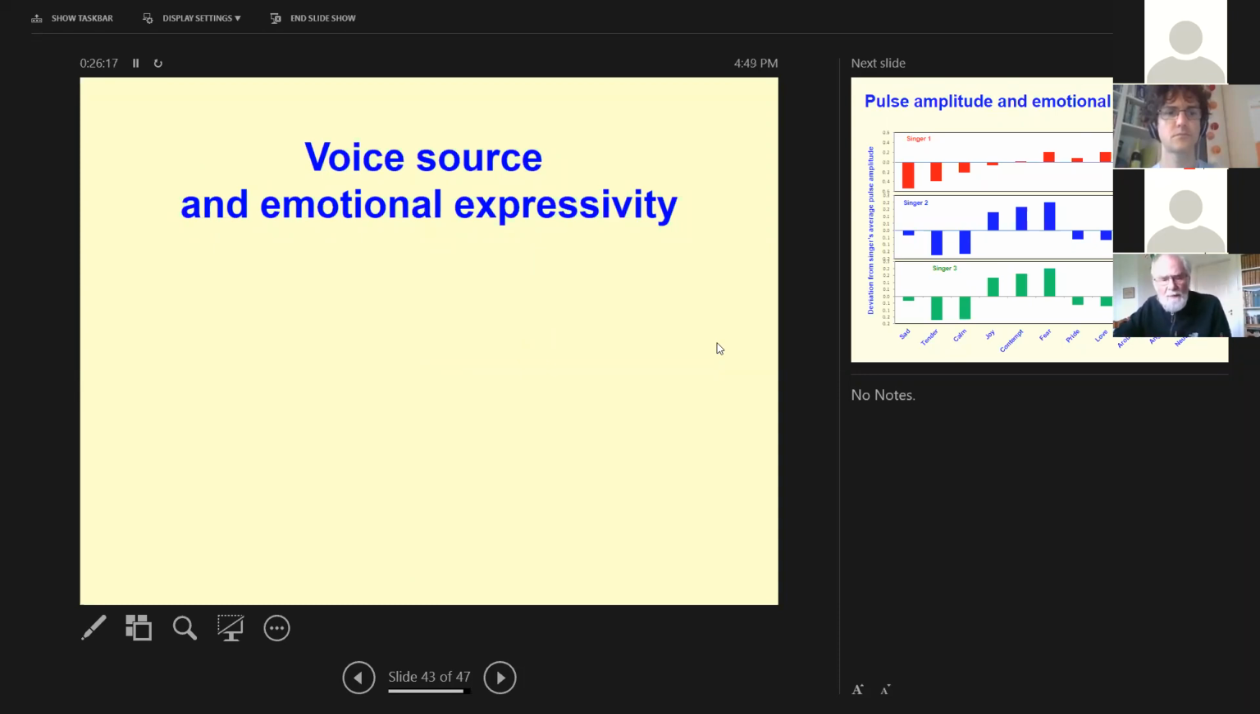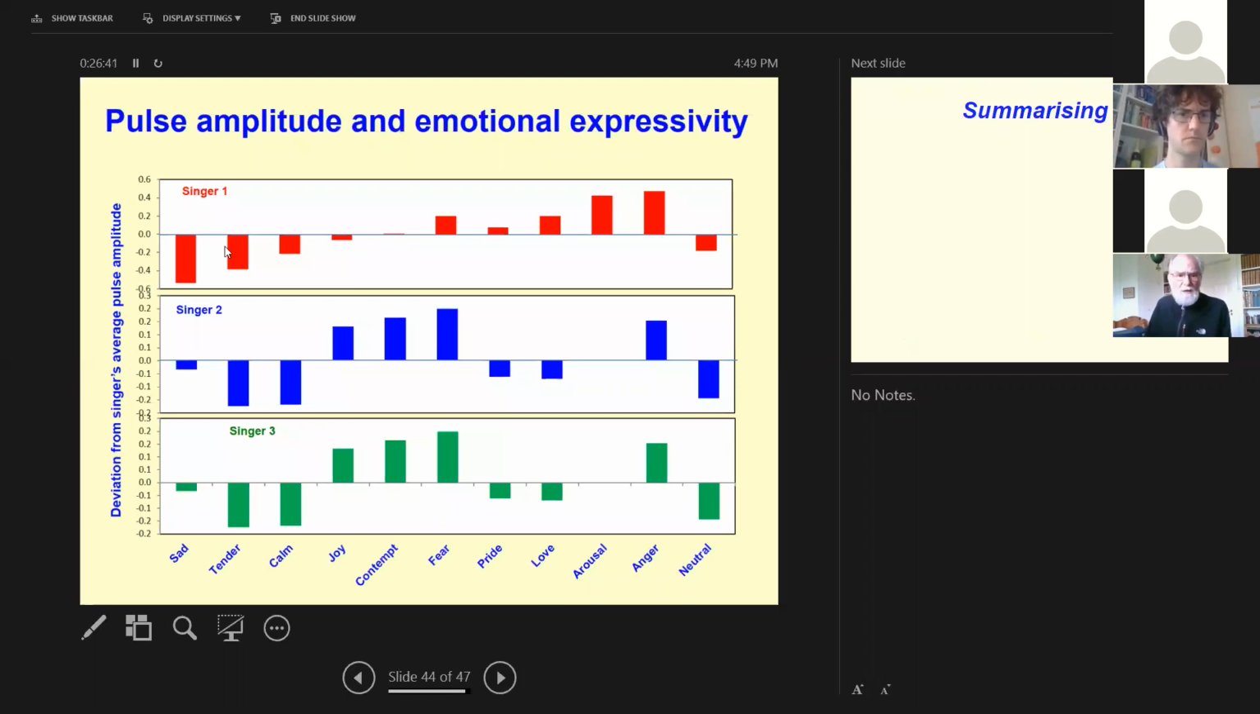Voice source and emotional expressivity. I said a minute ago, I remember it still, that if we have something that we could vary continuously, it is a useful tool for expressivity. Stepwise is not so expressive as continuous change. So what do we have here? Here we have pulse amplitude and emotional expressivity. And I will tell you what we did.